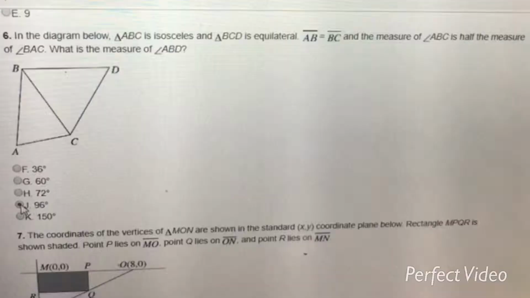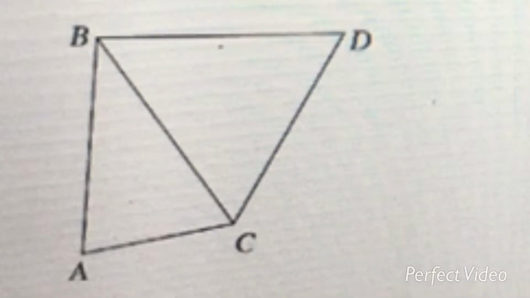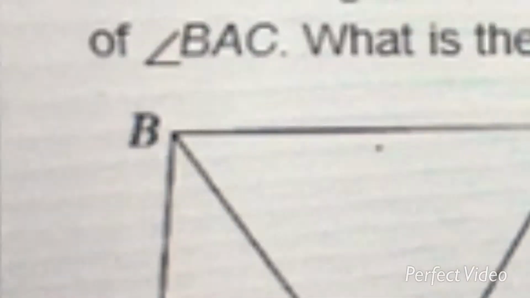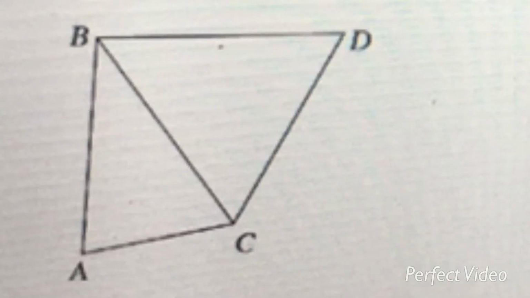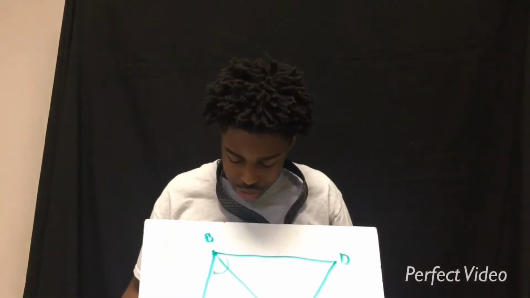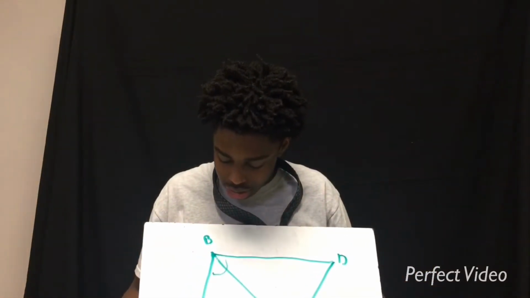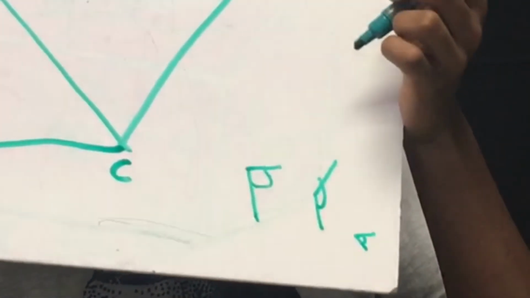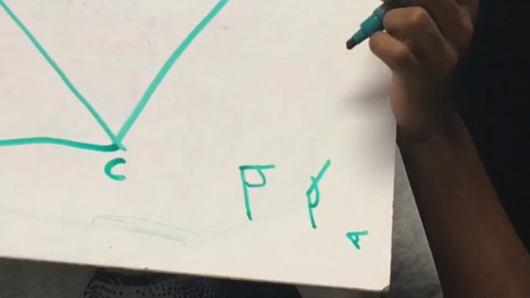The next problem. This one's showing a diagram, and it's telling you AB. I'll write it down for y'all. They want to know this angle right here, A, B, and D. The answer choices were 36, 60, 72, 96, and 150. I automatically knew that the answer was 96 because just looking at it, a right angle is like that, the obtuse is like that, and the acute is like that.